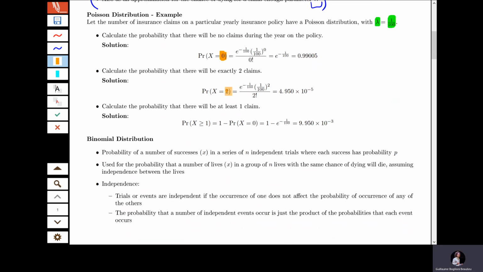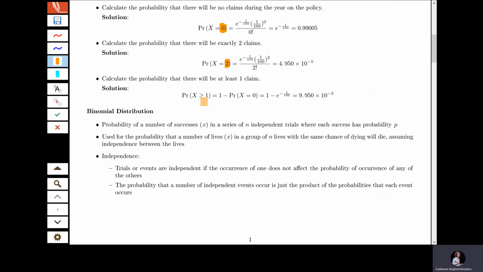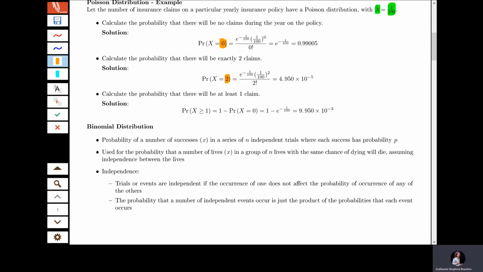The probability to get exactly 2, same kind of thing. You plug 2 in this formula, and then you get an extremely small number, right? The probability to get 2 is not 0, but it's very small. The probability that you get at least 1, when you use again the trick that to get at least 1, it's 1 minus a complement, and the complement of 1 or more is exactly 0. And then again, you can use 1 minus the number we had here. So you get this probability, which is slightly less than 1%.